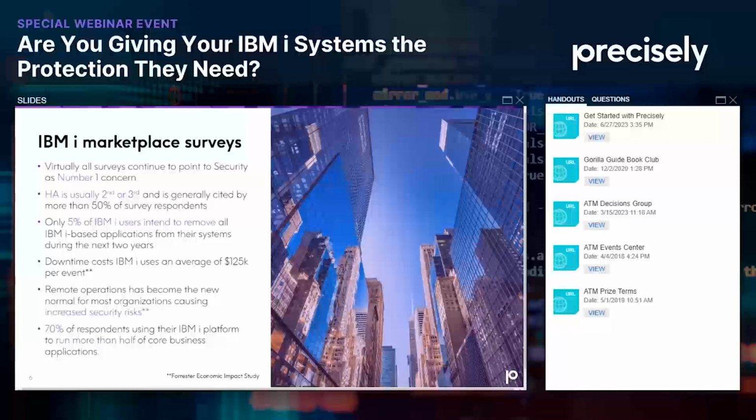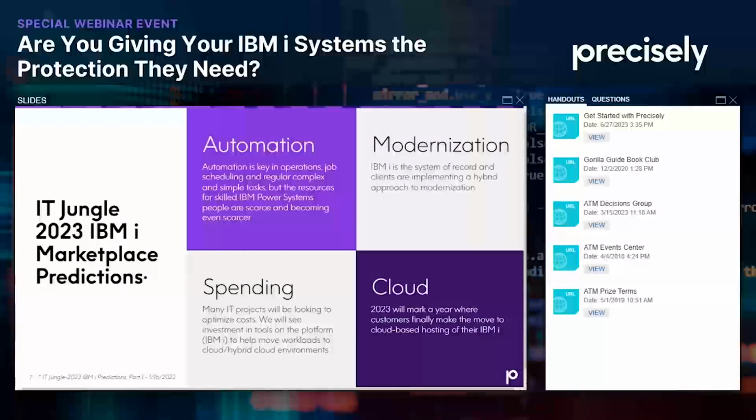So in places where IBM i is being used, it's a very, very important platform that needs, as I said, the right care and feeding, and making sure that you're giving it the protection it needs across a bunch of different dimensions. It's not a single approach that's going to solve it. You need to be looking across a number of dimensions, and that's really what we're going to be talking about today.